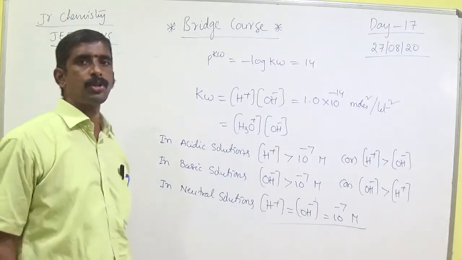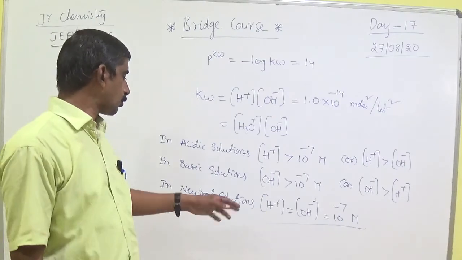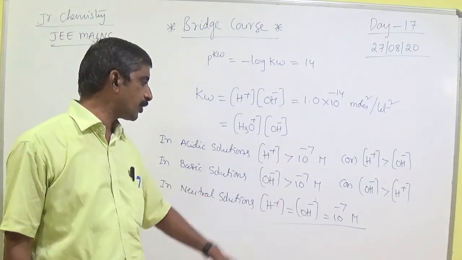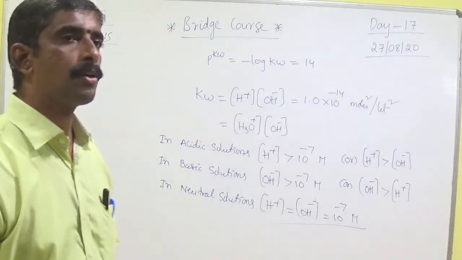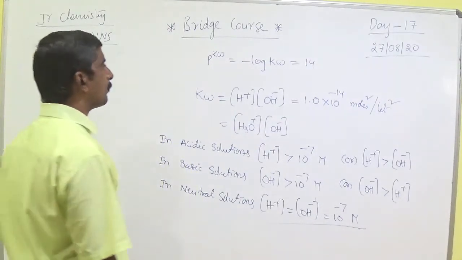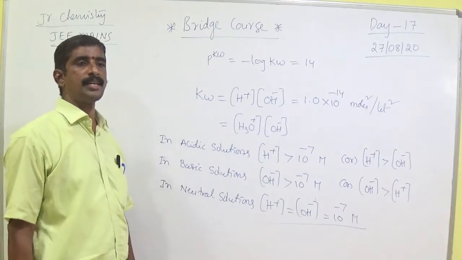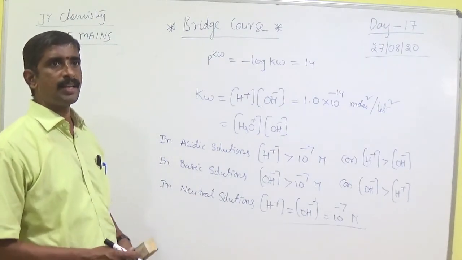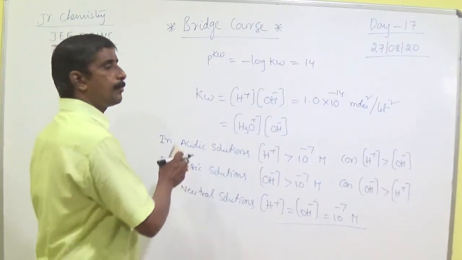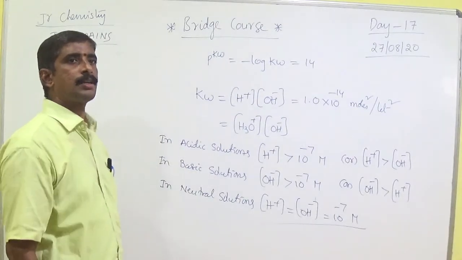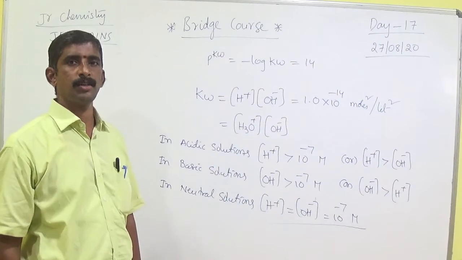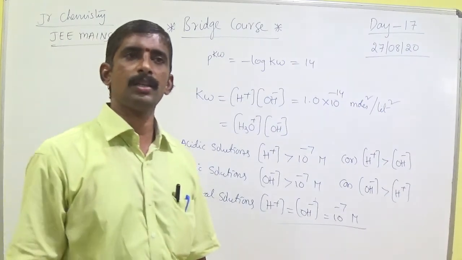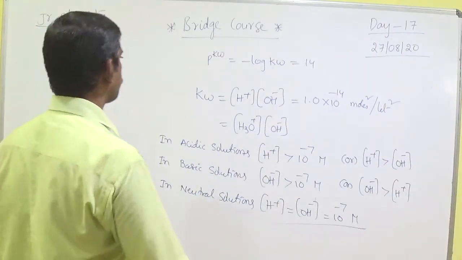In neutral solution, neutral means salt. H plus concentration is equal to OH minus concentration, 10 to the power of minus 7 molar. So these are the pH concepts for acidic and basic solutions. And another one is already given: pH equals minus logarithm of H plus concentration, the negative logarithm of hydrogen ion concentration. pOH equals the negative logarithm of hydroxyl ion concentration.